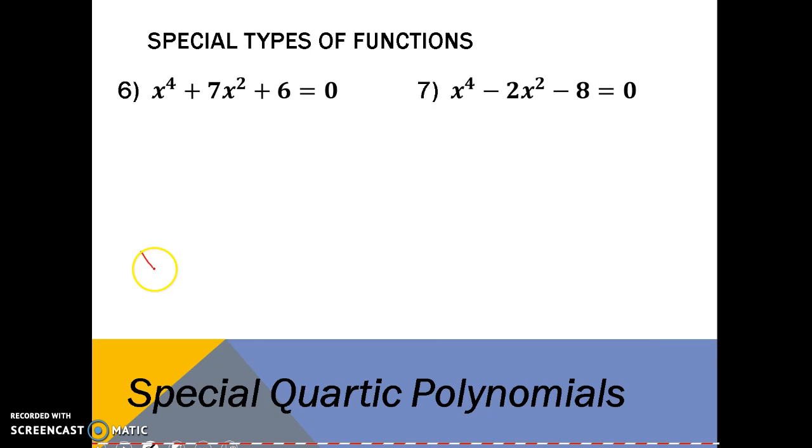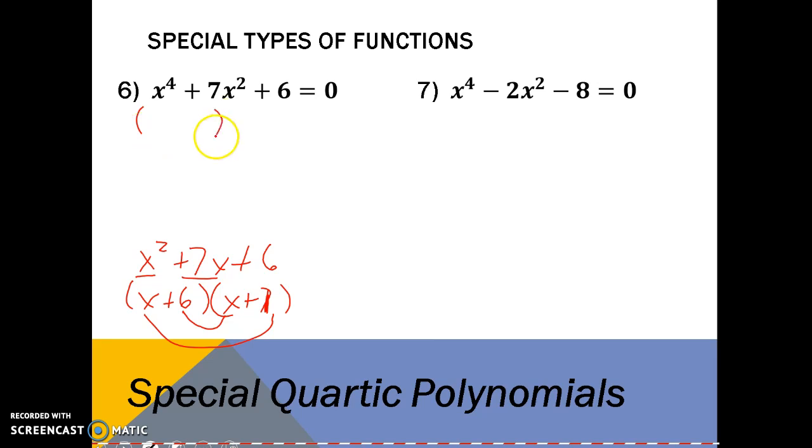Just like we could factor x squared plus 7x plus 6. If I were to factor that, I would have x times x is x squared. And then I want something that multiplies together to give me 6 that adds to 7. That's going to be plus 6 and plus 1. 6x plus 1x, which does give me 7x.